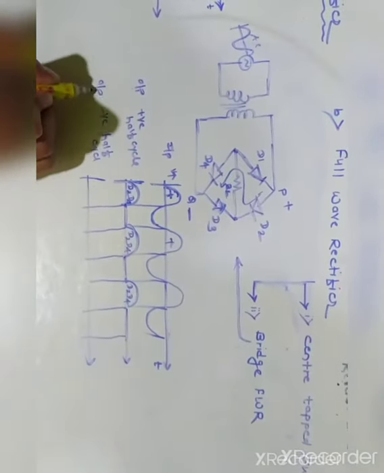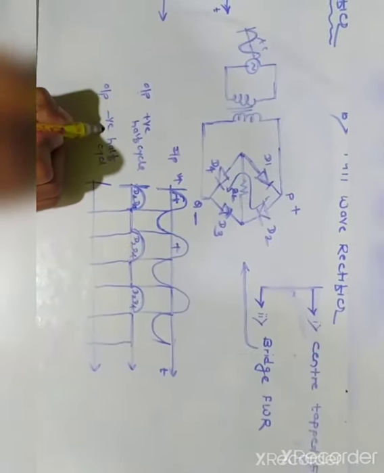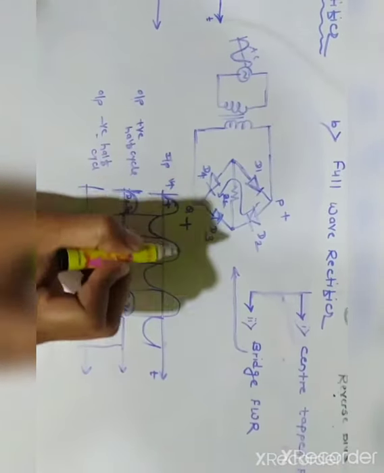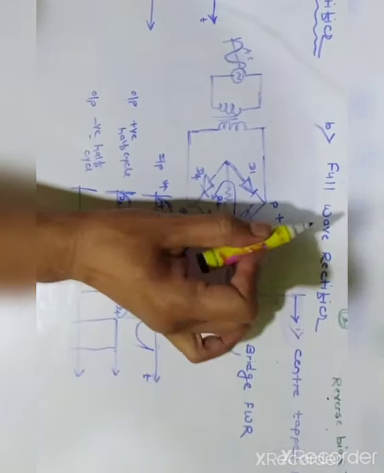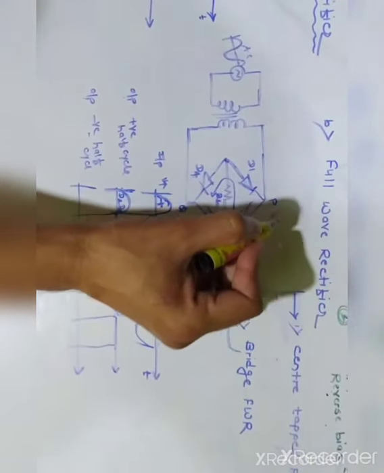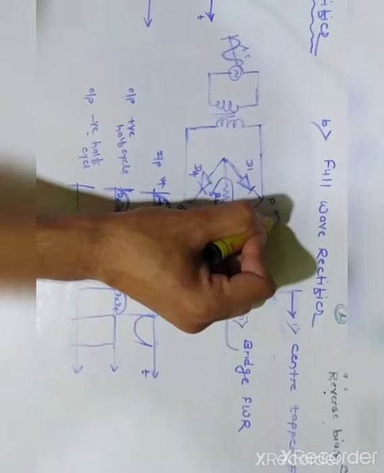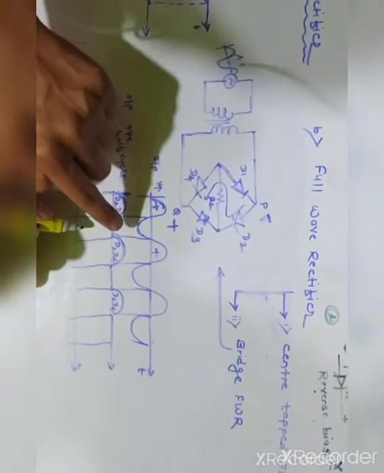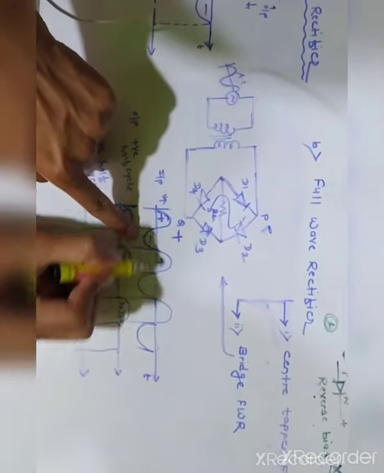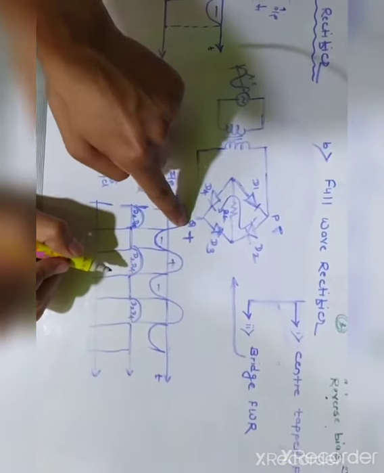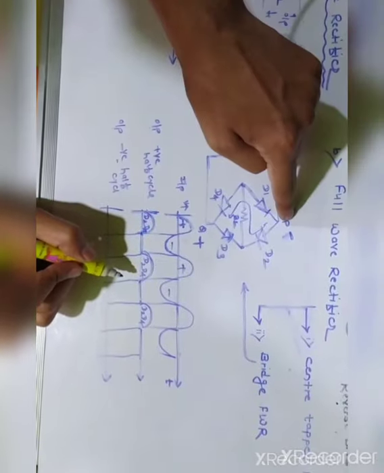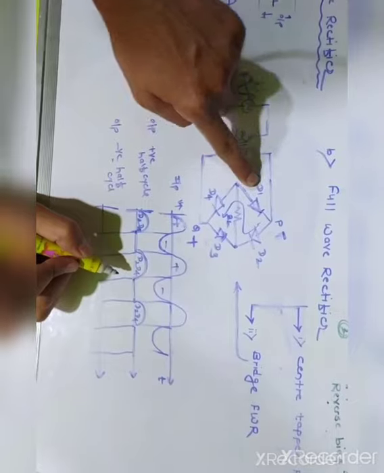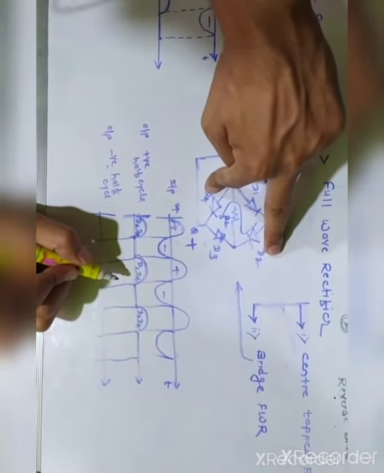Now what happens during the negative half cycle? This terminal becomes positive and the other terminal becomes negative. As this Q point is positive and the P point is negative, D3 and D1 are in forward bias condition and the remaining two are in reverse bias condition.